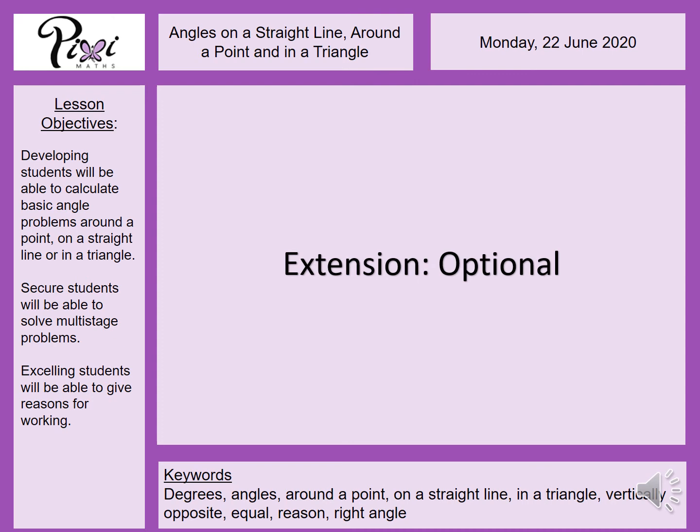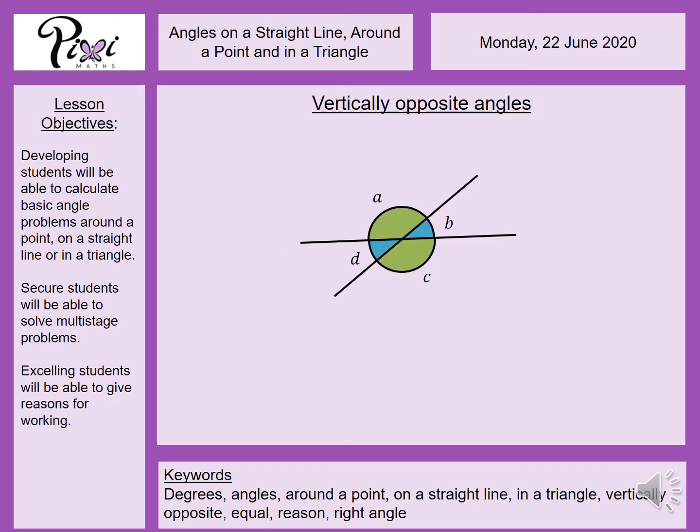Okay, so this is the extension bit, so this is optional, but it is really useful. If you do want to have a go through this, stay on the video. Okay, so there's one more rule that we haven't looked at with angles, and we won't look at this apart from as the extension stuff. And that is the rule with vertically opposite angles. What that means is angles that are opposite each other on straight lines like this are equal.